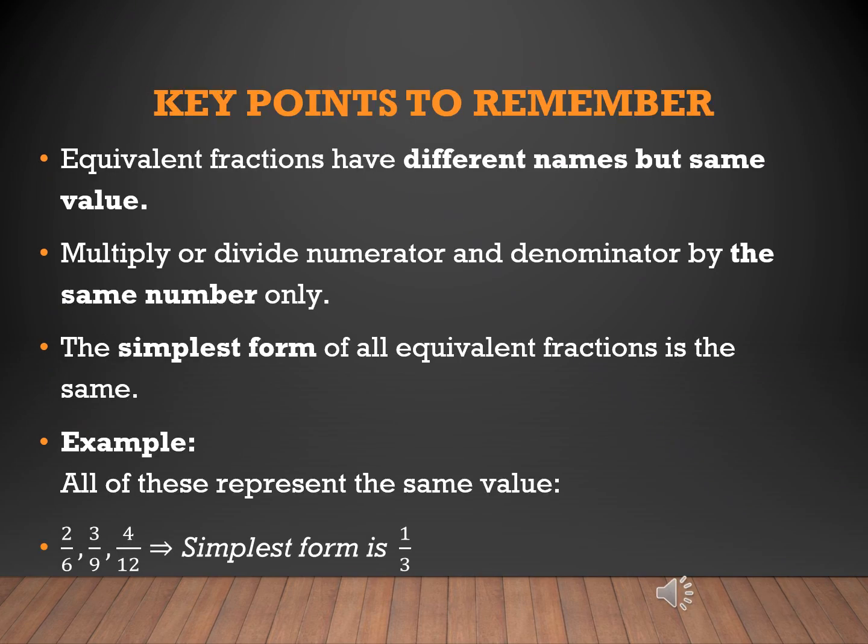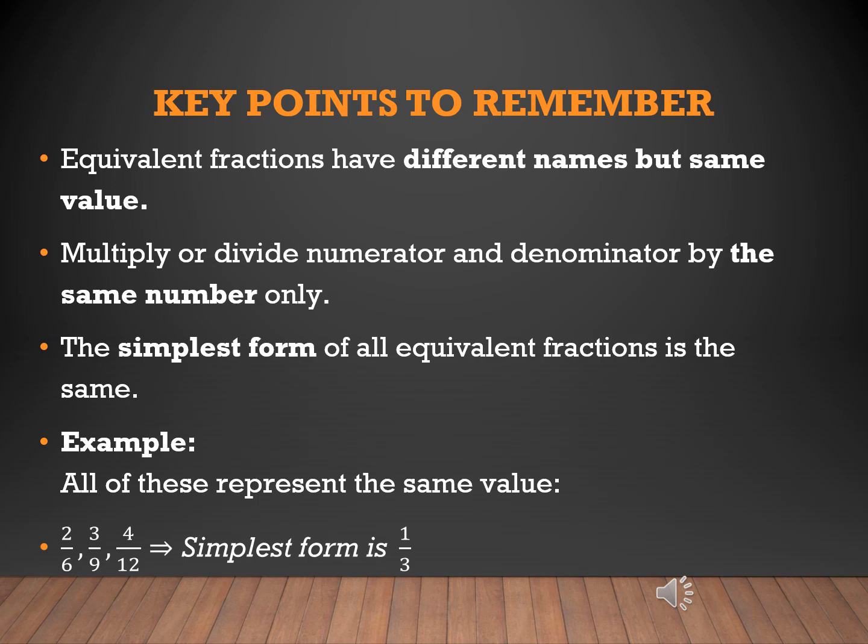Key points to remember. Equivalent fractions have different names but the same value. Multiply or divide numerator and denominator by the same number only. The simplest form of all equivalent fractions is the same. For example, all these numbers represent the same value: 2 by 6, 3 by 9, 4 by 12. When they are converted to simplest form, they equal 1 by 3.